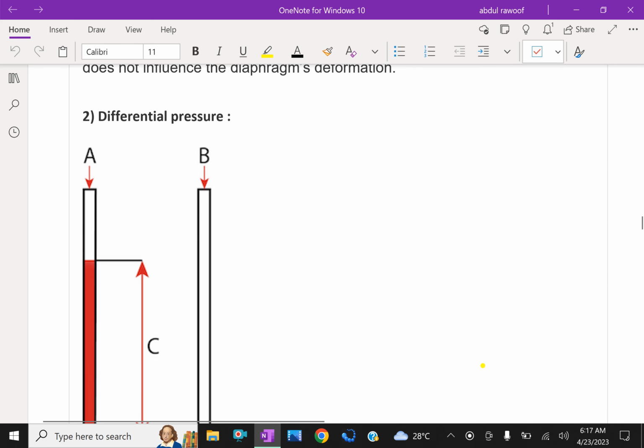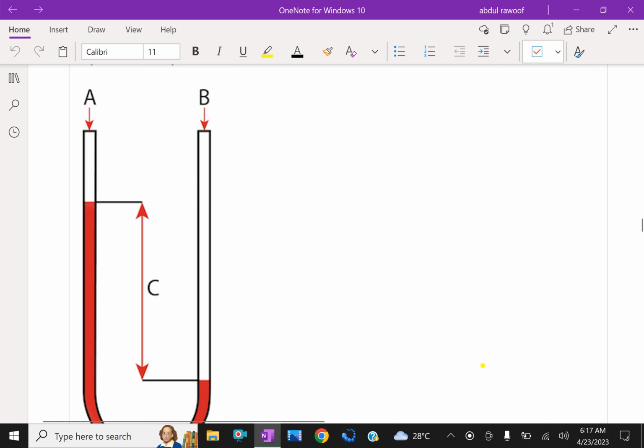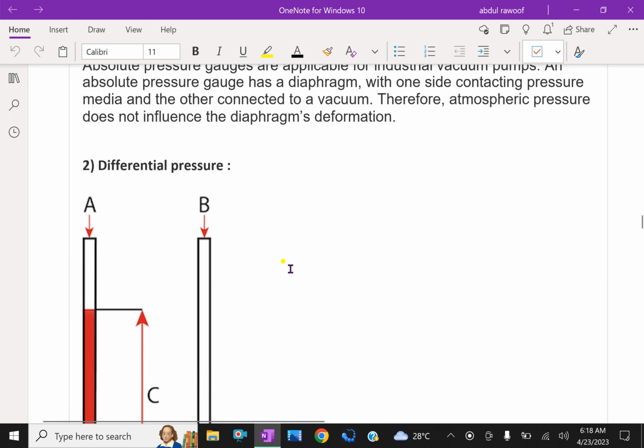Look at this differential pressure. Here, this is a U-tube, and some part of the area is filled with some mercury, and it is open to atmosphere. Suppose you give some pressure in this, pressure B is more here, so it presses the liquid down. Due to that, the level of liquid on this side increases. This difference, this C, the distance C is called a gauge pressure.